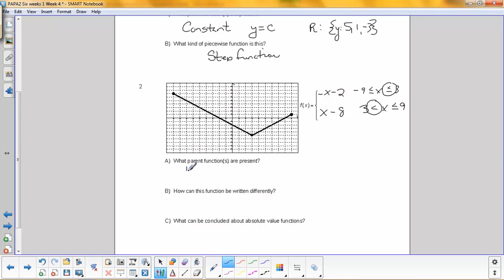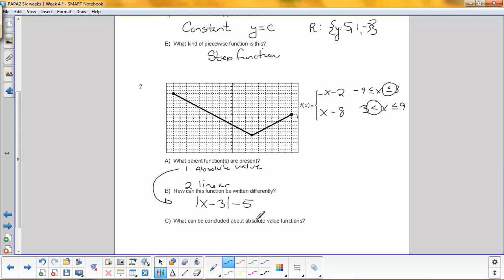Okay, we have one parent function, which is an absolute value parent function, or we have two linear functions. Now, if we look at this as though it's an absolute value function, we have a single equation that we can write: absolute value of x minus 3, minus 5. That's transforming it 3 units to the right and 5 units down.